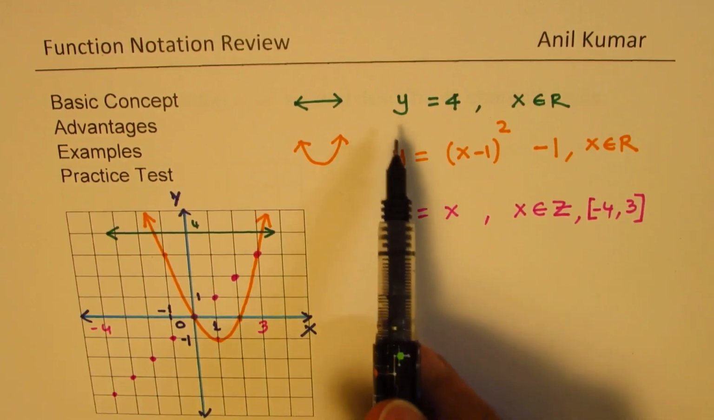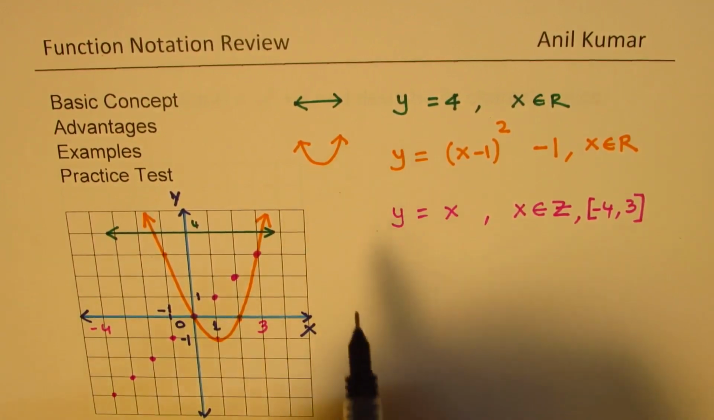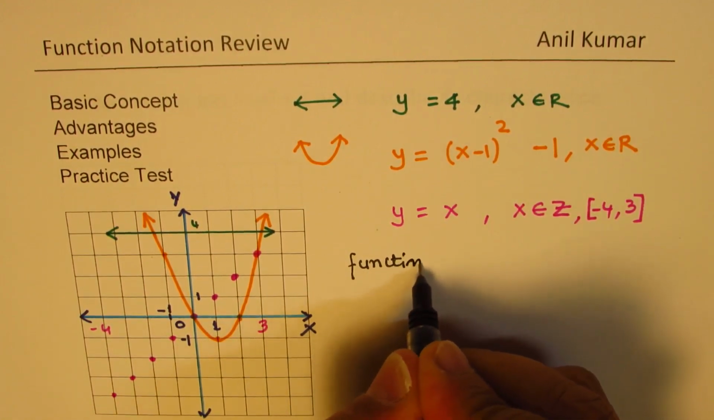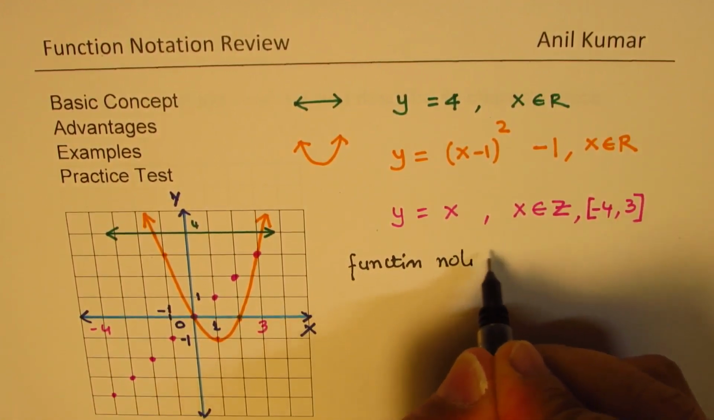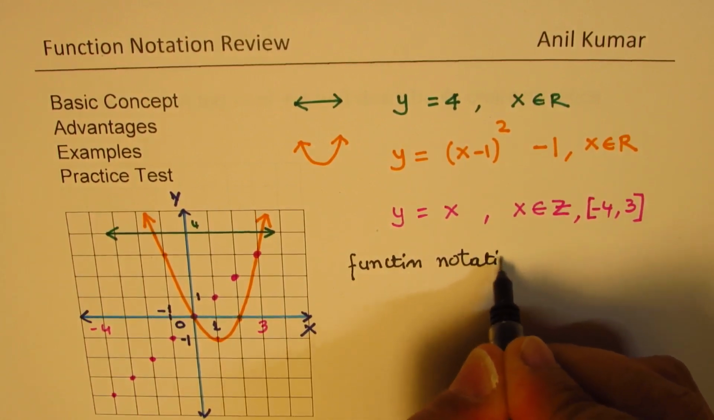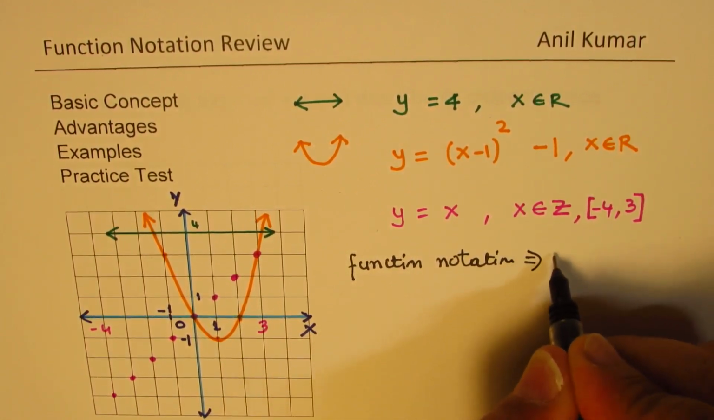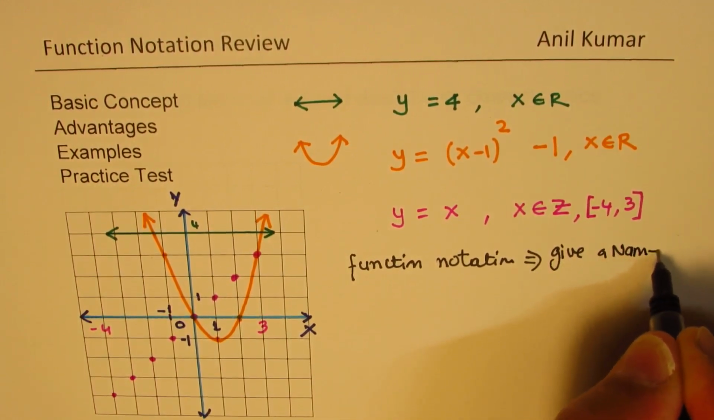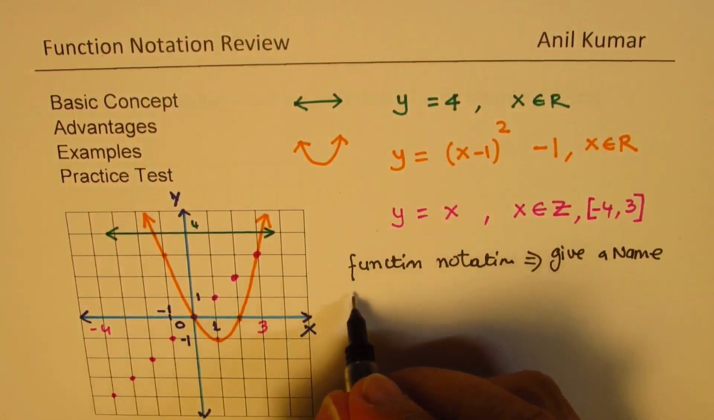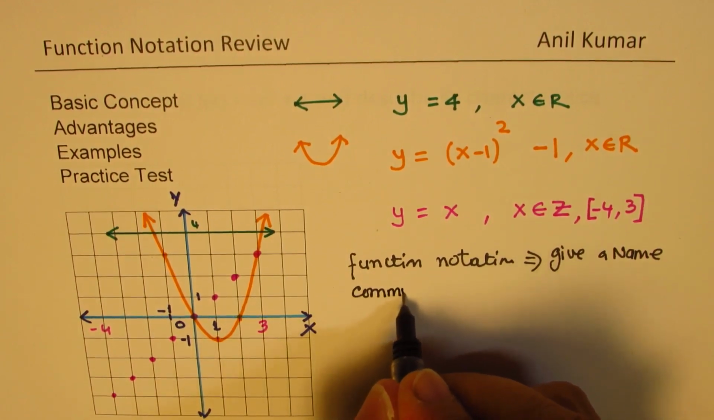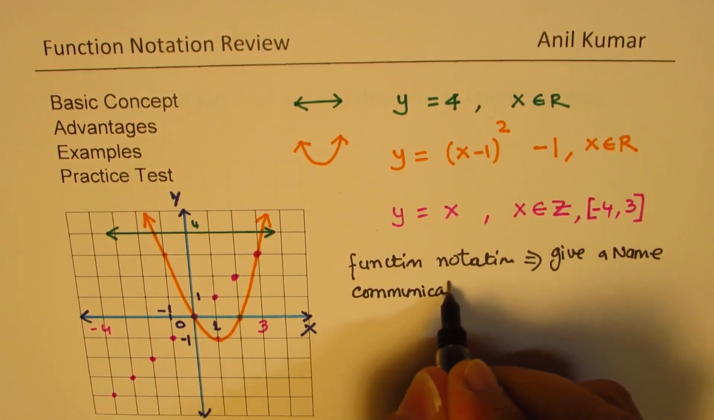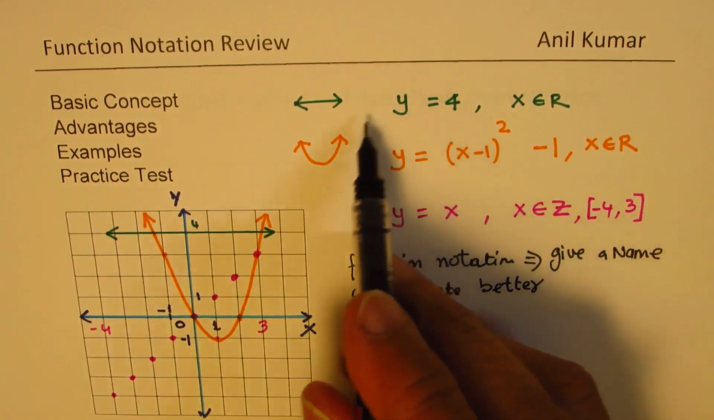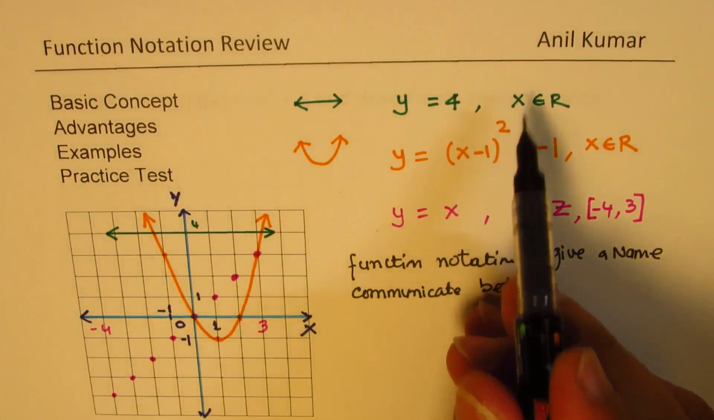So therefore, it is good practice to provide a name, right? So basically, the idea of function notation is basically to provide a name. So that is to give a name. Now this name helps us to communicate better. So each one of these could be given different names.